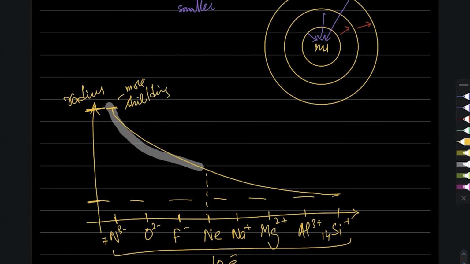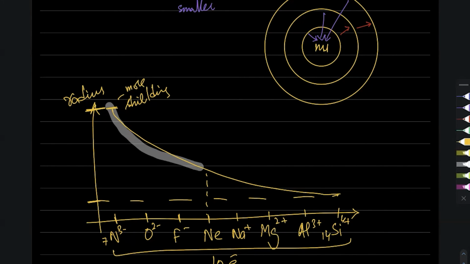There's the shielding from inner shells and attraction of the nucleus. In nitride ion, you have shielding from the first shell, which is being countered by attraction from just 7 protons. But in silicon +4, you have the same 2 shells, same shielding, but attraction by 14 protons. No wonder silicon +4 is much, much smaller than nitride. And the pattern goes like that.